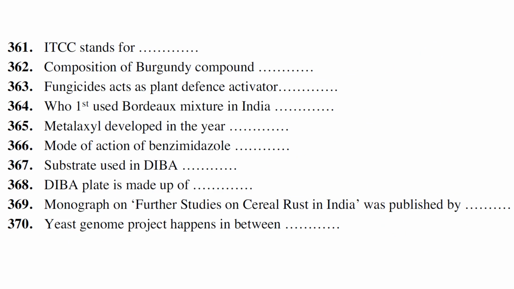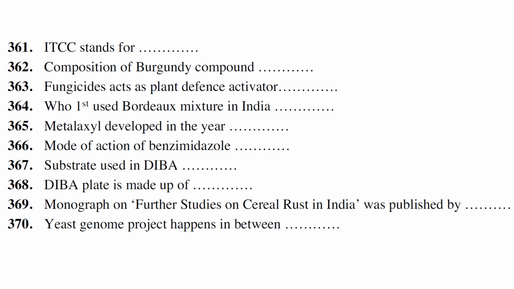Composition of Burgundy mixture. Generally there are a couple of copper fungicides, important copper fungicides: Bordeaux mixture and Burgundy mixture. Burgundy mixture is also known as soda borax or Mason lime. Why is it called Mason lime? Because it was developed by a man called Mason in 1887. Okay, that's why it's called Mason lime. So Burgundy mixture is also known as soda borax.